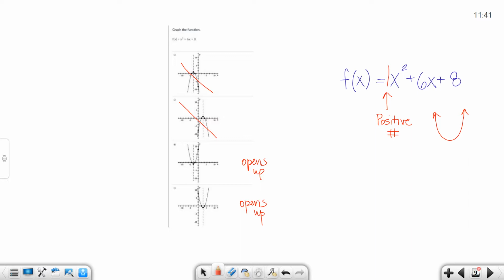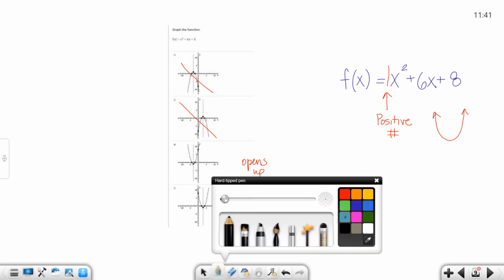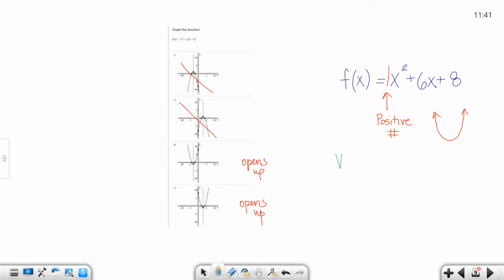Now we do have to narrow it down a little bit more, and the way that we do this is we find the vertex. To find the vertex, remember your formula is x equals negative b over 2a. So b in this problem is 6, so we would say negative 6 over 2 times a. That would give me a negative 3 for my x value.